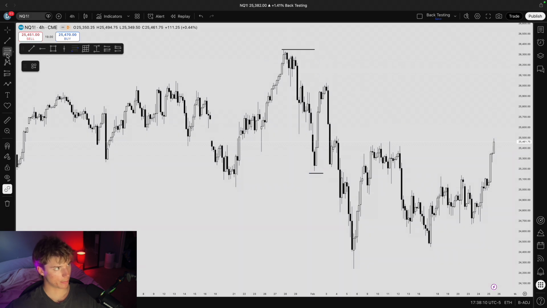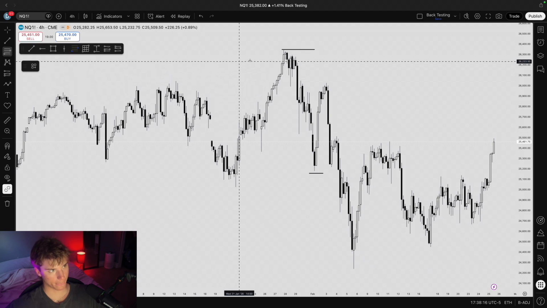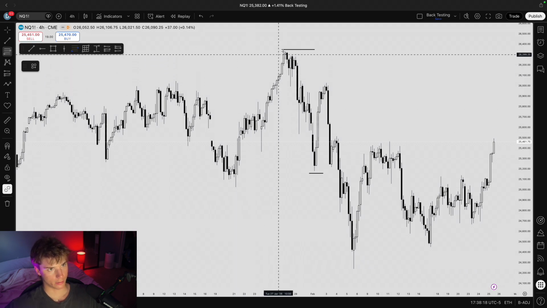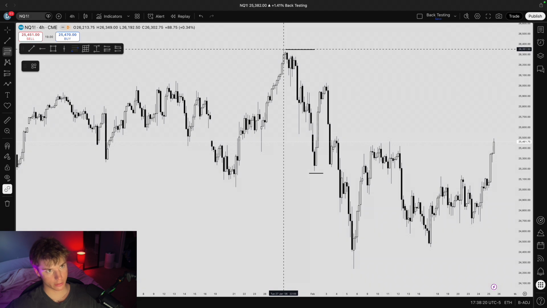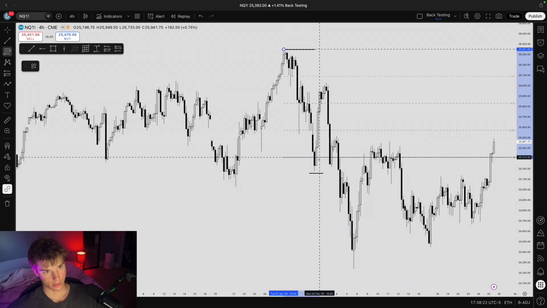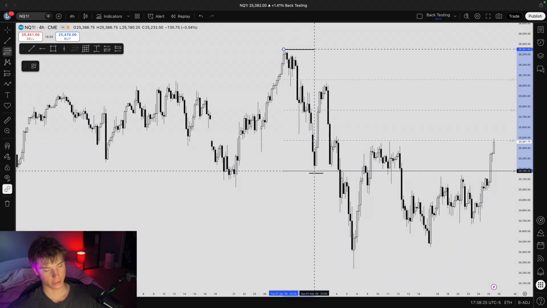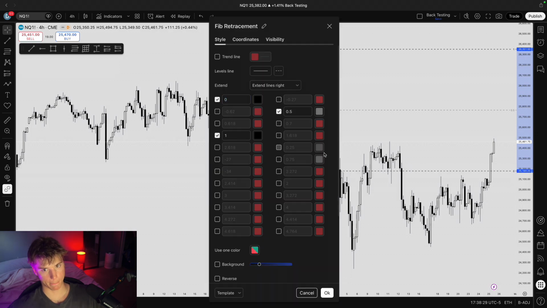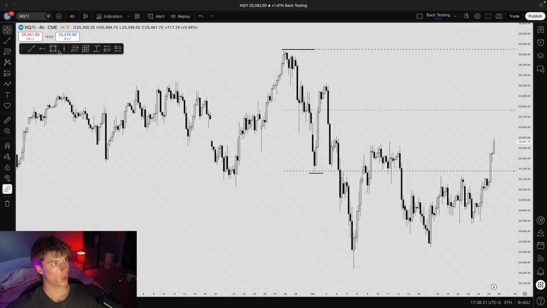What you're going to do is grab your Fibonacci, which is going to be this tool right here on TradingView. It looks like 1, 2, 3, 4 lines, okay? And then you're going to put it at the swing high of the dealing range, and then also the swing low of the dealing range. Let me just make this way more clear for you. Bam. Okay. Now what can you see?